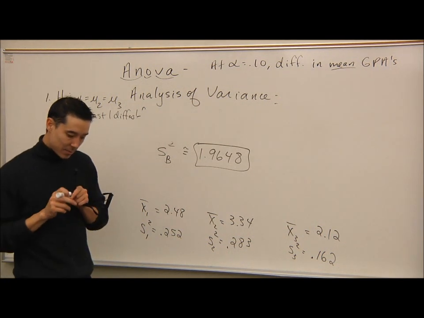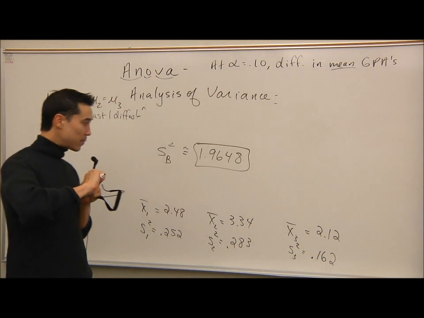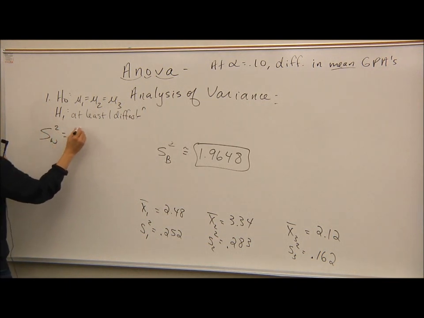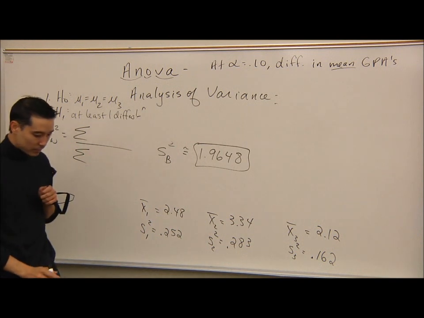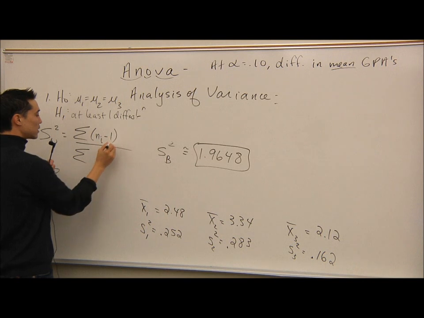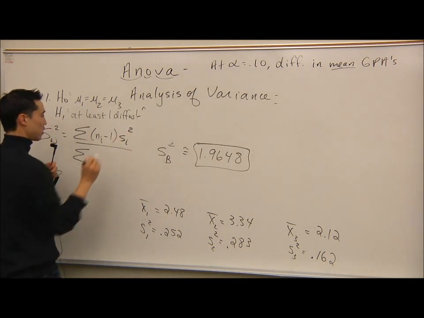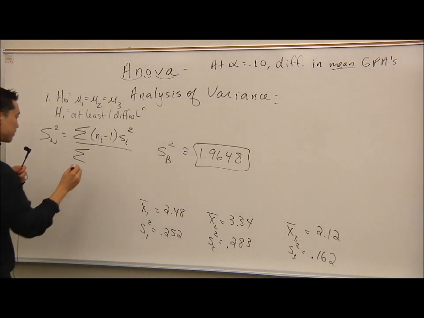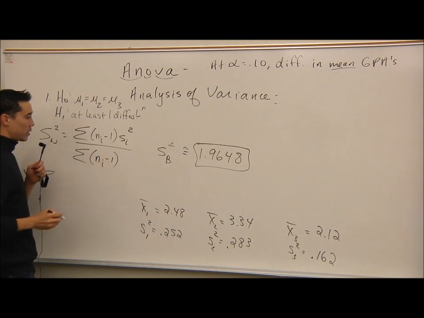Okay, SW squared looks like this. Summation n sub i minus 1, so SW squared. There's 2 summations. There's a summation in the top and a summation in the bottom. So you have n sub i minus 1 in parentheses times s sub i squared. That's your numerator. The denominator is the summation of n sub i minus 1. Okay, and we're adding that up.